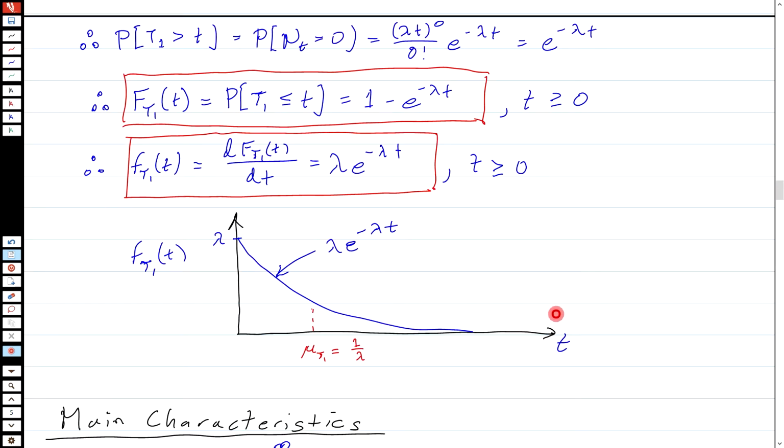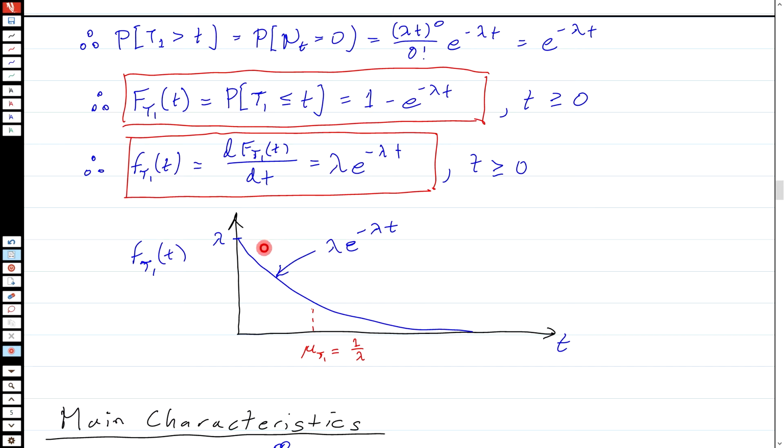And I can plot this. I know that lambda e to the minus lambda t is an exponentially decaying function. When t is 0, this function is at lambda on the vertical axis. And the mean of this, as it turns out, is 1 over lambda, and we'll see that in a minute. It's the balance point of this distribution. Because we have this long tail out to the right, the balance point is pulled out to the right. Okay, so this is what this distribution looks like.